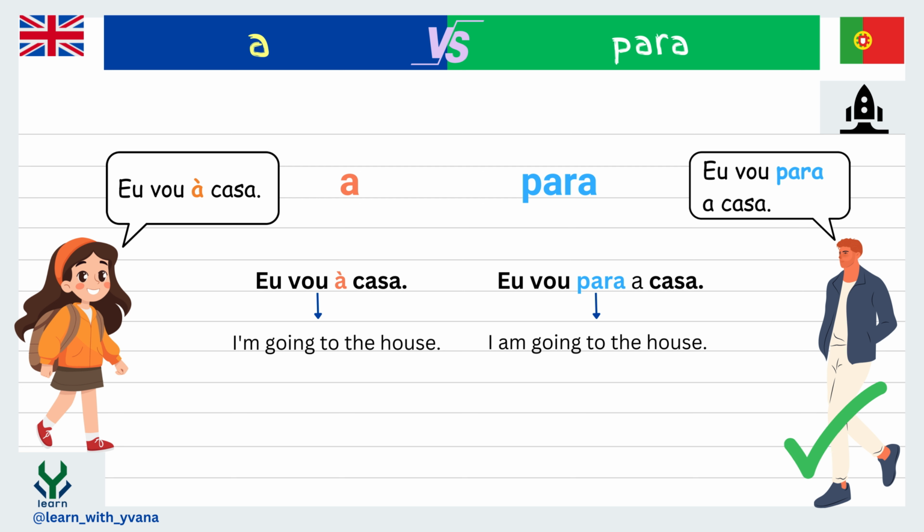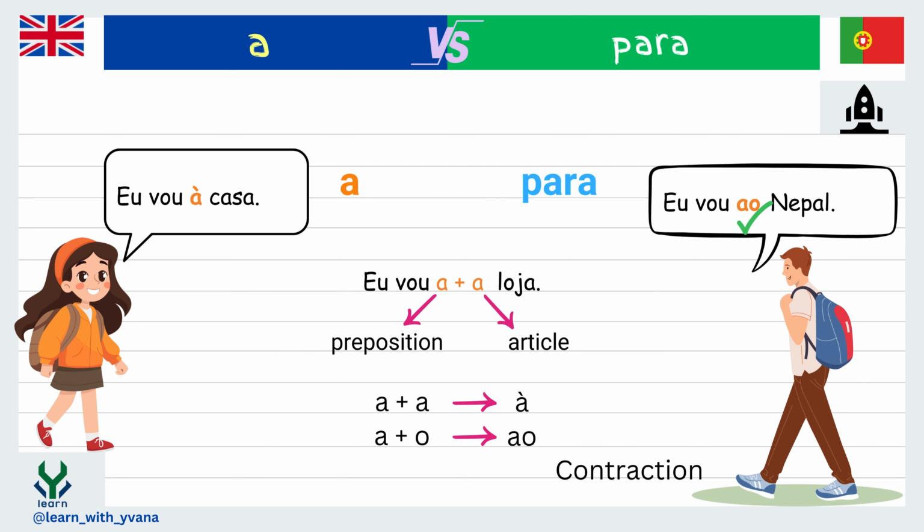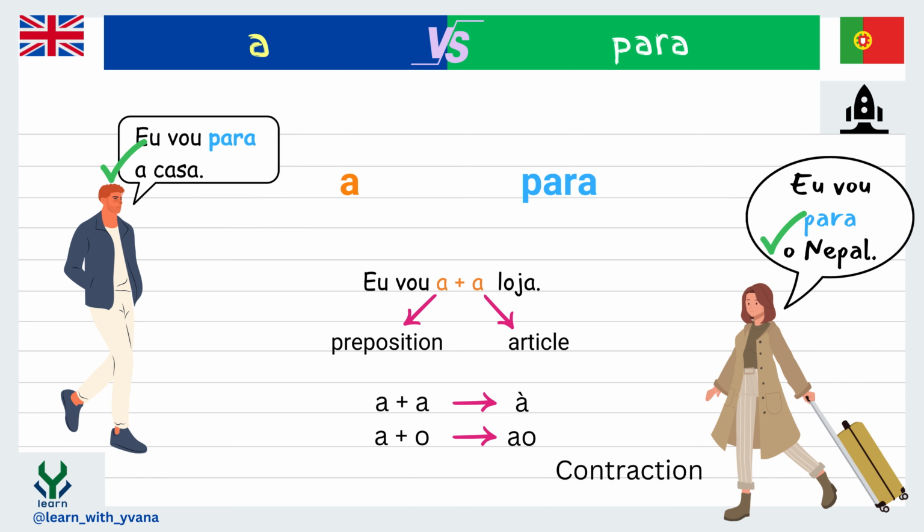If you noticed, the preposition a has the contraction with the article. When we say "to Nepal," it is ao. Nepal is a masculine word, and so the article o is used. And with the preposition a, it turns to ao. And when we say "Eu vou à casa," you see there the hat on the letter A. That is the accent. Casa is a feminine word, and so when we say "Eu vou à casa," here the first a is the preposition and the second a is the article with the house. The a plus a turns to à. But with para, there is no contraction. Para o Nepal and para a casa.